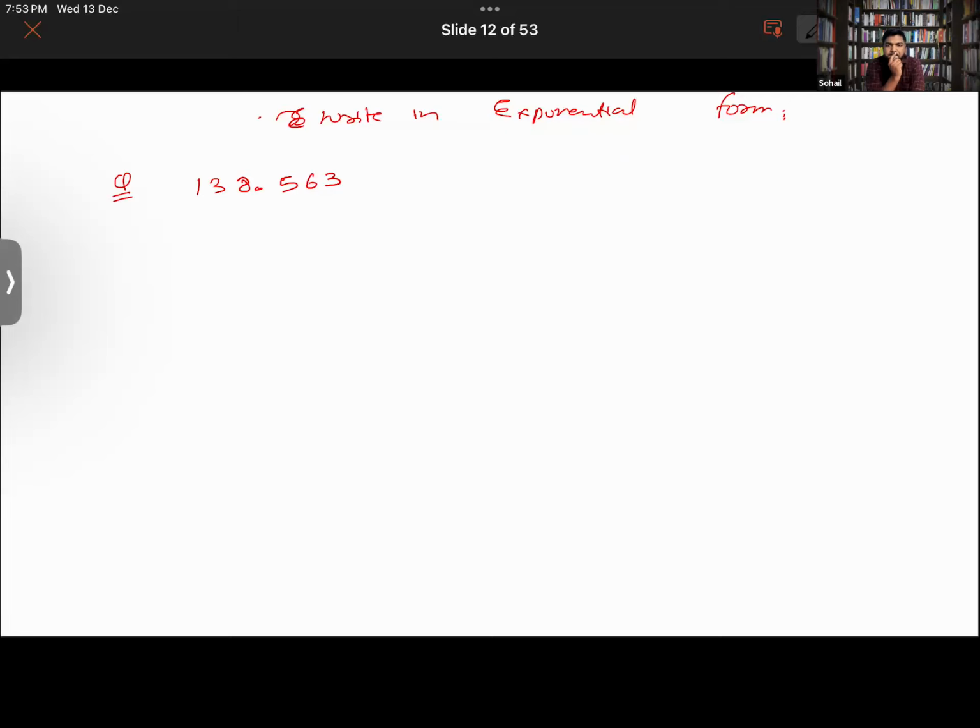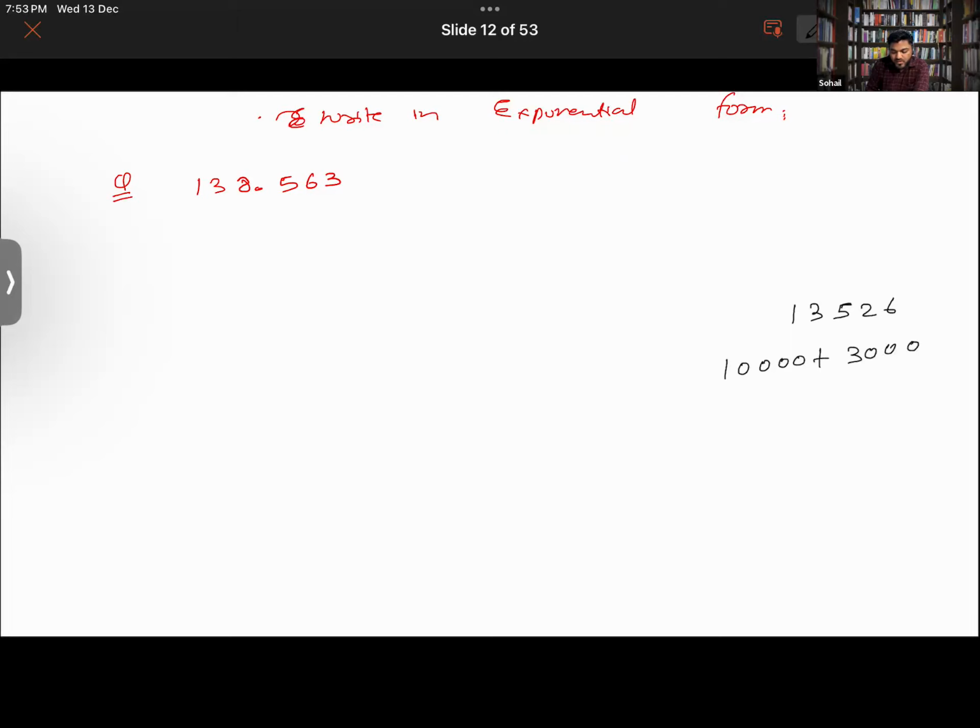Sir, can you solve one? I forgot how to do it. Okay, look here. Remember how we used to expand the numbers? Like 1300 and 13526, let's say. So we used to write it like this. Remember?